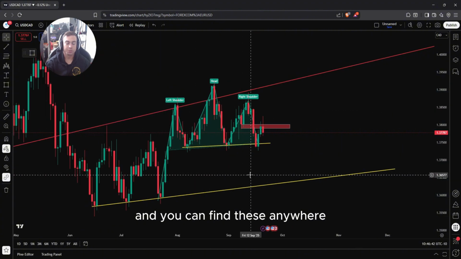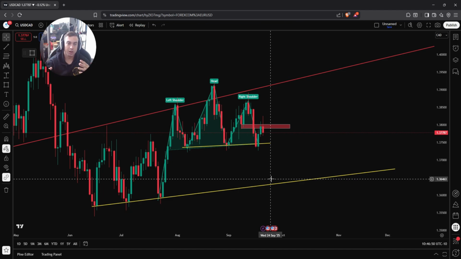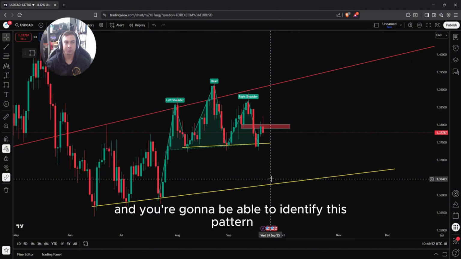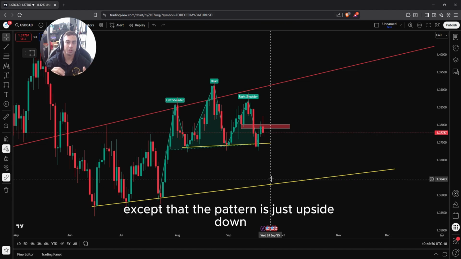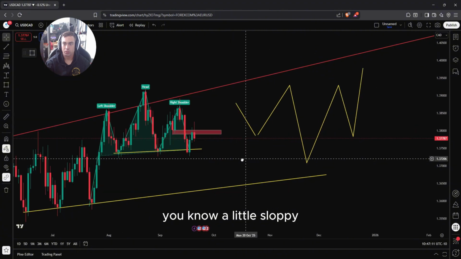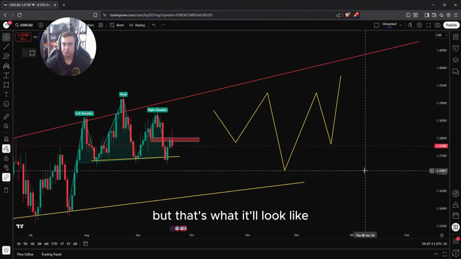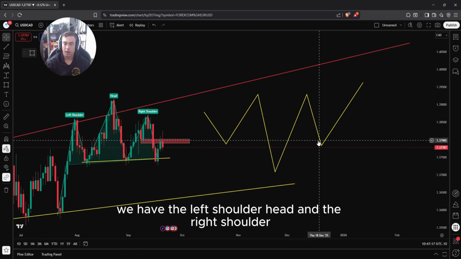Worked out, and you can find these anywhere. So like I said, higher time frame, resistance levels, jump down to the lower time frame, and you're going to be able to identify this pattern all the time. And this works for support levels as well, except that the pattern is just upside down. So it looks like this. So it just looks like that. You know, a little sloppy, but that's what it'll look like. So it's just upside down. We got the left shoulder, head, and the right shoulder.